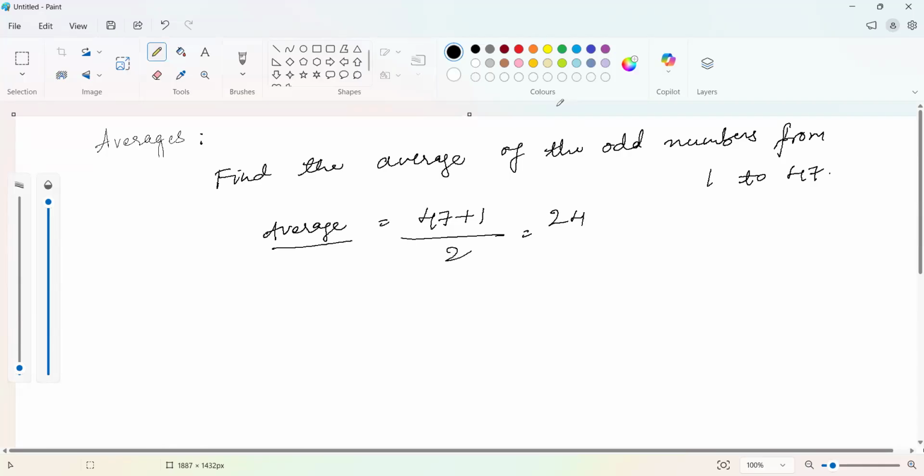What is the difference between the odd numbers? It is 2, right? 5 minus 3 is 2. 3 minus 1 is 2. So this is a shortcut method. It's not needing you to add all the numbers. Though if you want to verify once, if you have a lot of time on your hand, you can do a verification. Take a calculator, just type all the values from 1 to 47, only the odd numbers, and take the average.